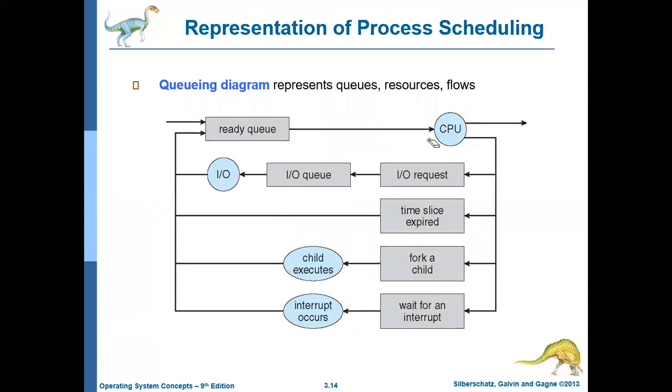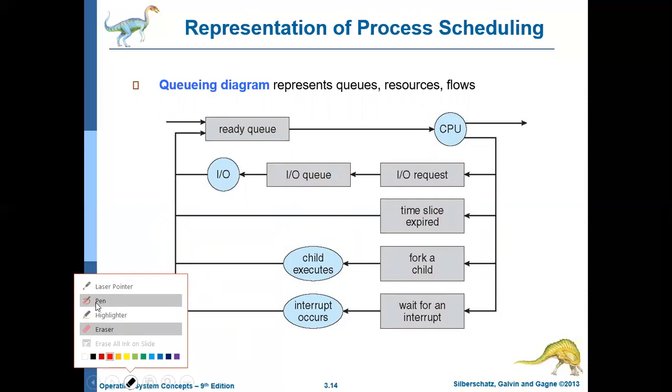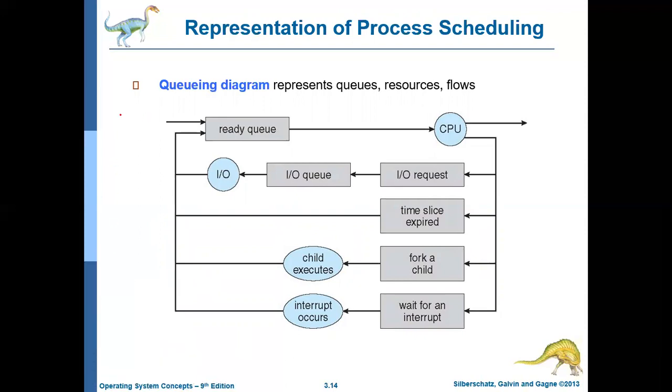So this diagram shows how a process moves from one queue to another queue. Initially the job is coming from the job queue. The job queue is nothing but all the processes in the system. The processes will be moved one by one from the job queue to the ready queue, depending on the empty space in the ready queue.